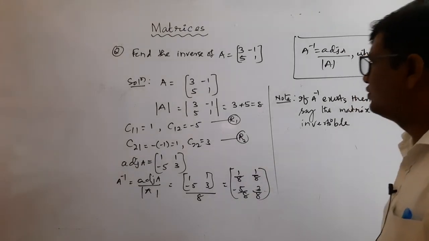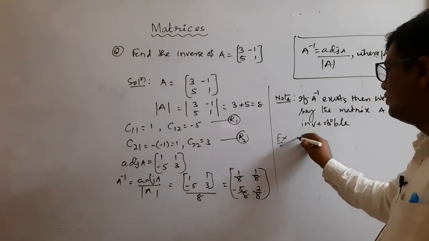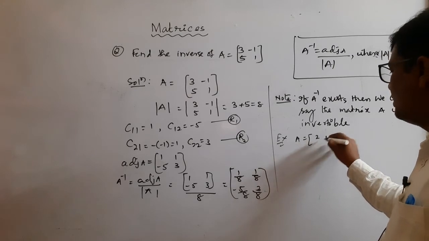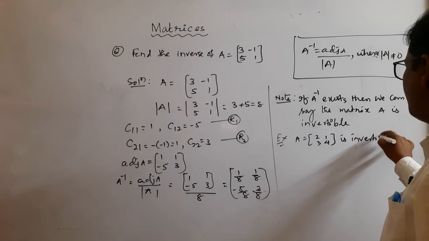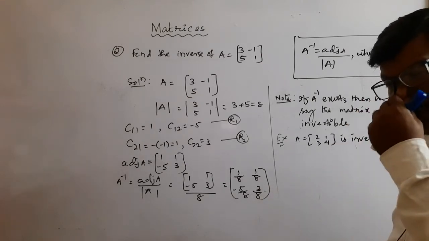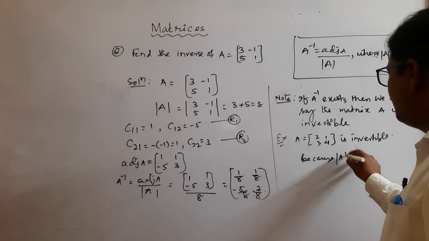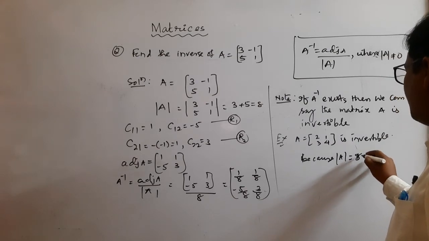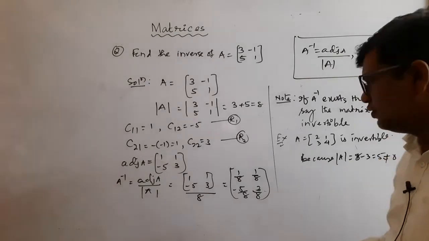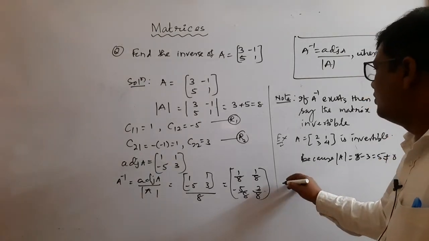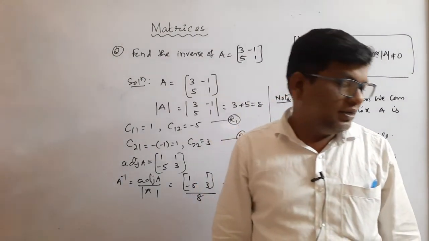Okay, for example, A is equal to 2 1 3 4 is invertible because determinant A is equal to 8 minus 3, that is 5, not equal to 0. If determinant A is equal to 0, then it is not invertible. Okay, the inverse doesn't exist.